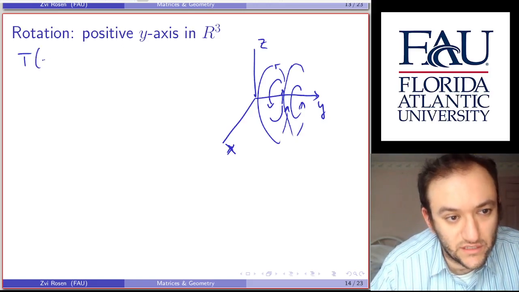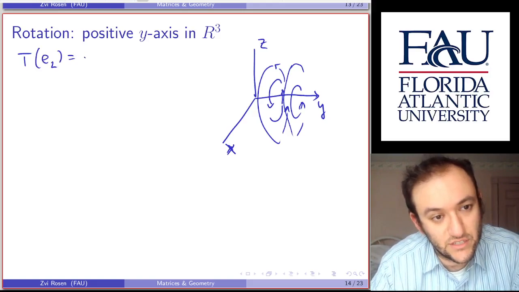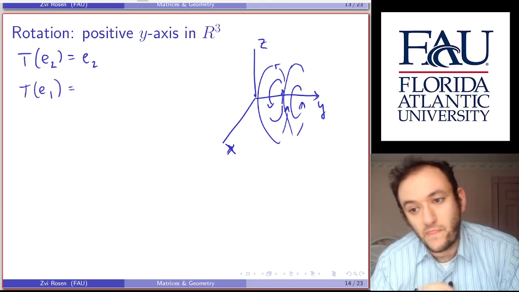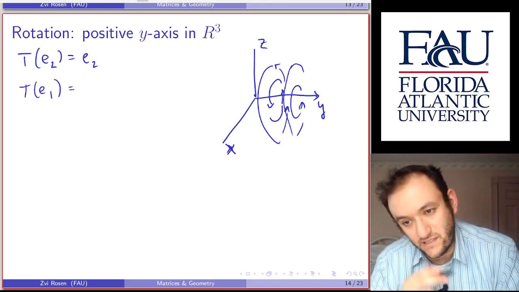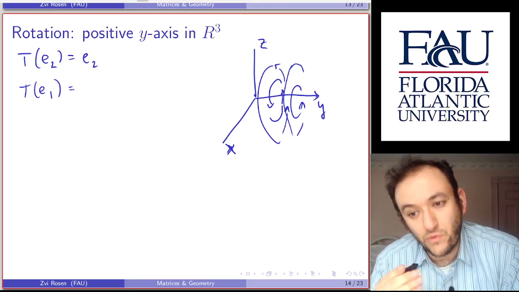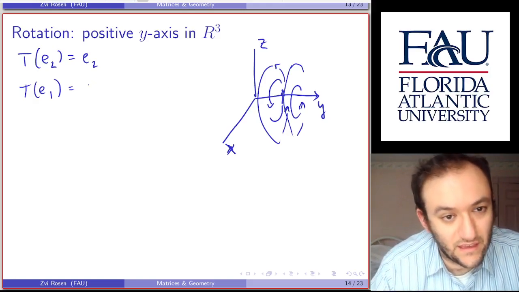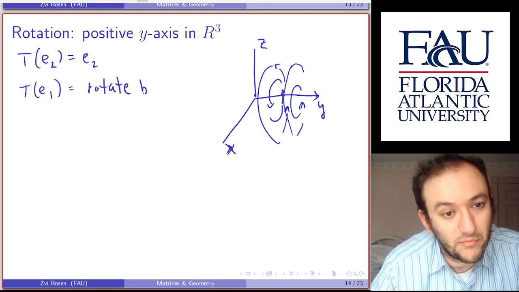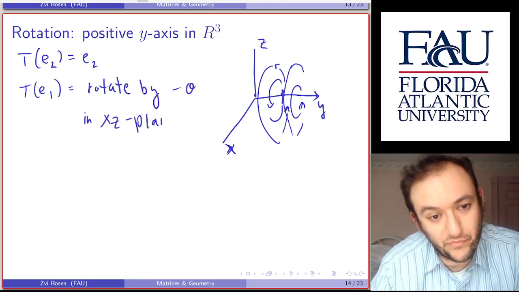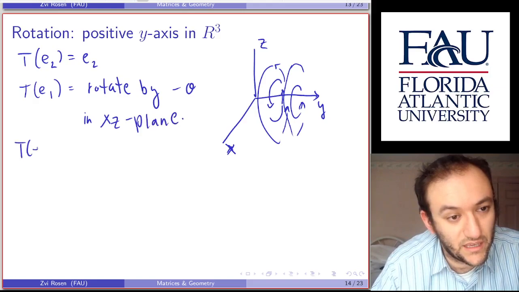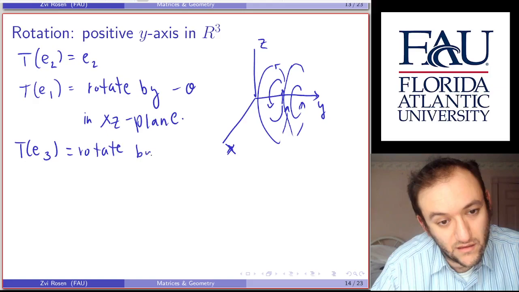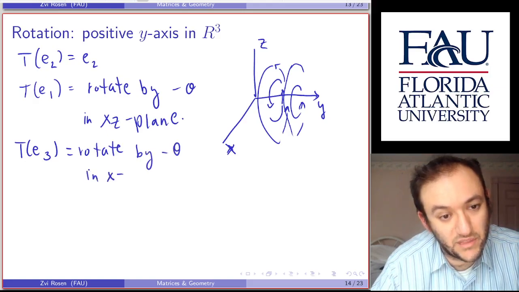So T of E2, as in the last example, is just going to be E2, so that stays the same. T of E1, we're not rotating in the standard way in the xz plane. We're actually rotating in a negative direction in the xz plane. Rotate by minus theta in the xz plane. And similarly with E3, rotate by minus theta in the xz plane.